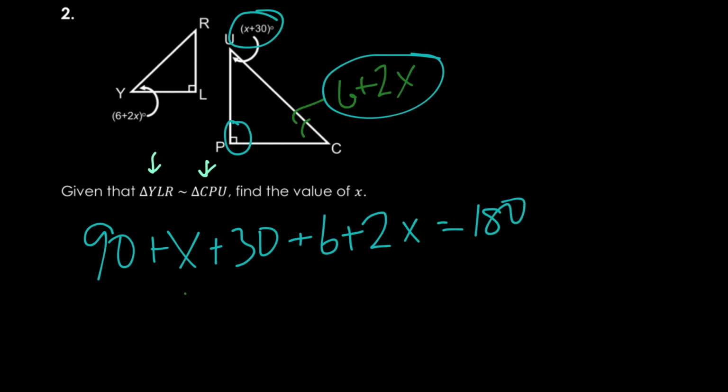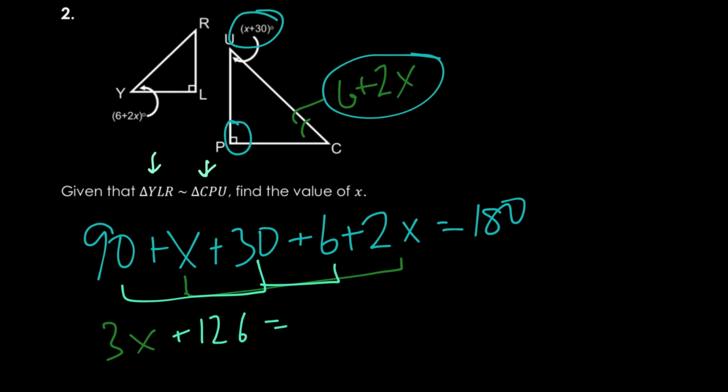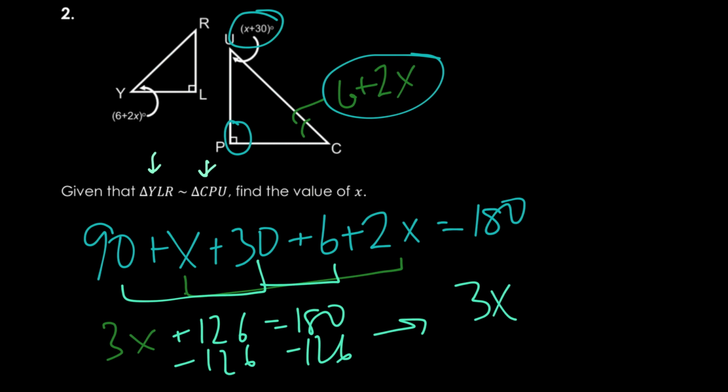And then I go through and I collect my like terms. So I have 3x, and then 90 is like with 30, is like with 6, and so I get 126 there equals 180. I subtract 126 from both sides, and so I get 3x equals 54. Last step, I have to divide both sides by 3, and we get x equals 18.